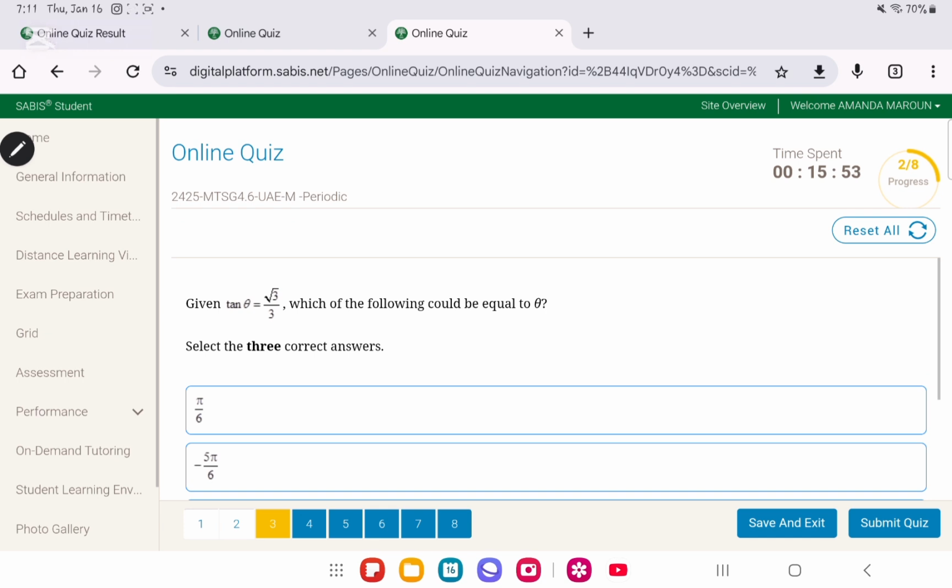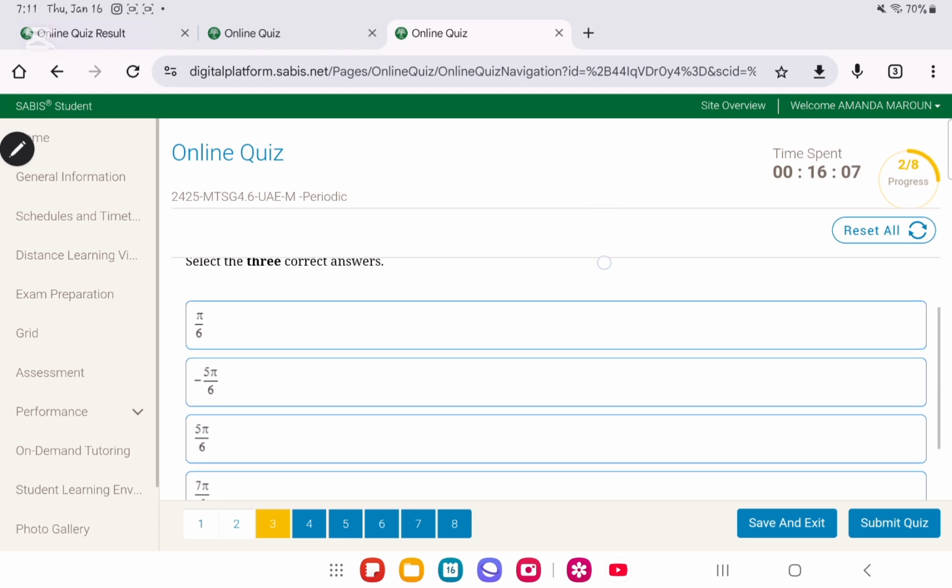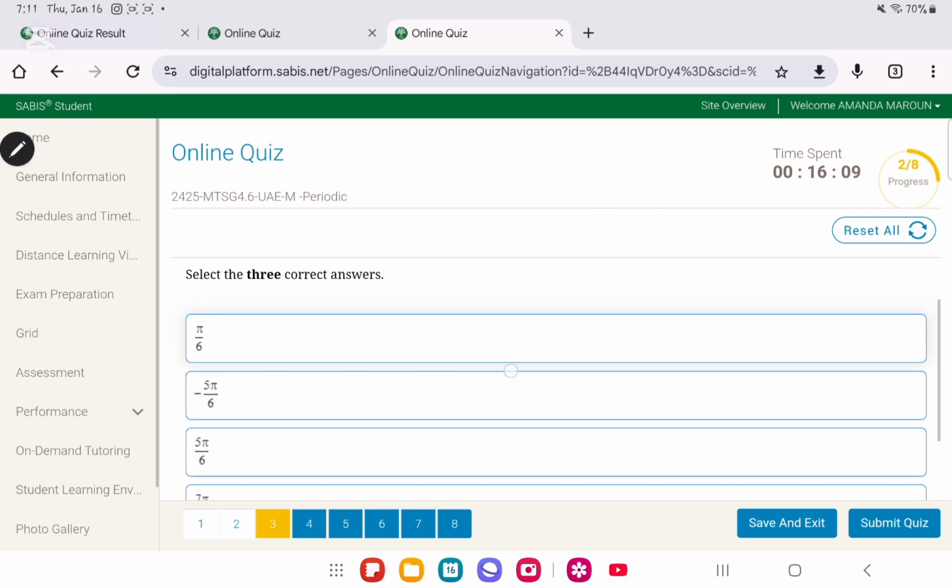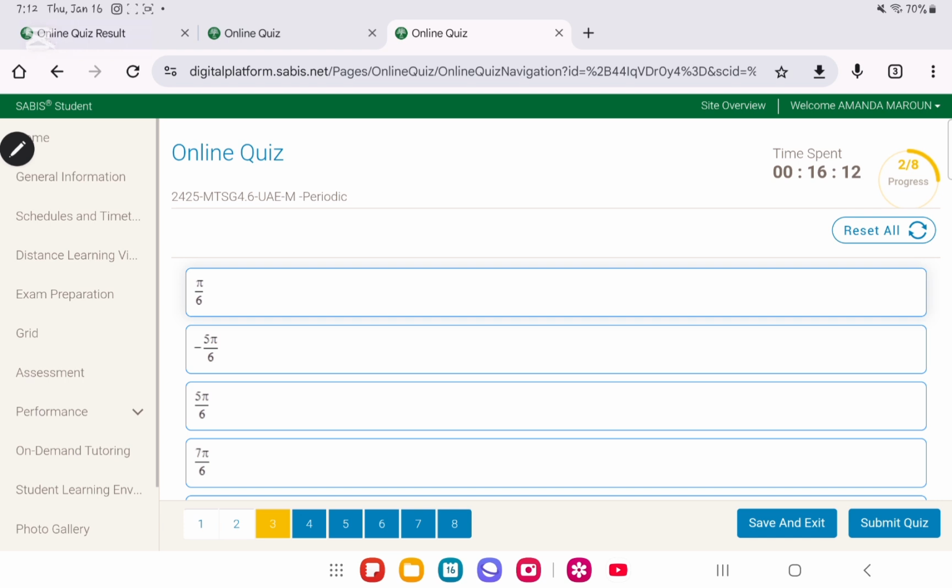Moving on to question number 3. This is another question that could come. So they told us that tangent of theta is equal to radical 3 over 3. Very simply, what we are going to do is take all of the answers and try them. Here in this one, we have 3 correct answers. So let us start one by one.